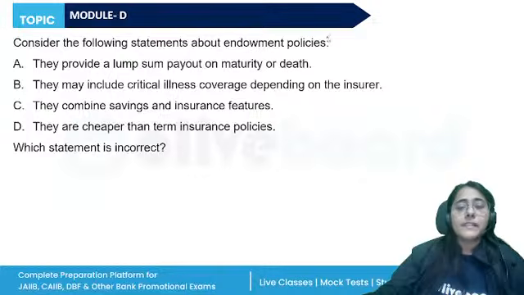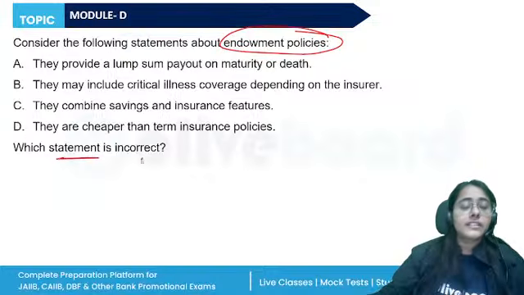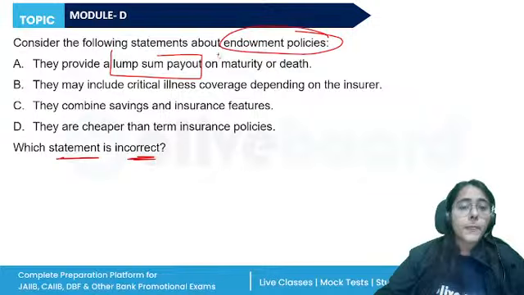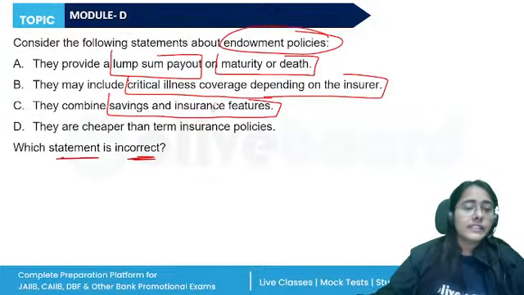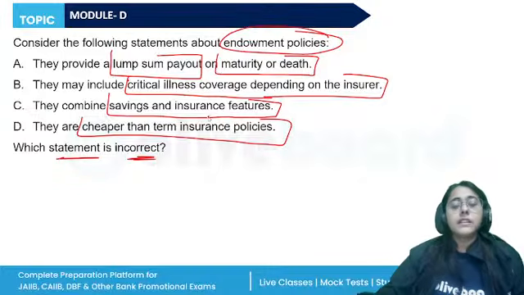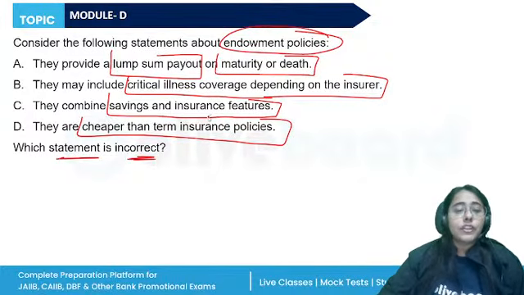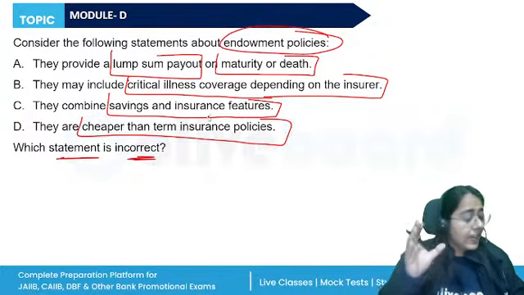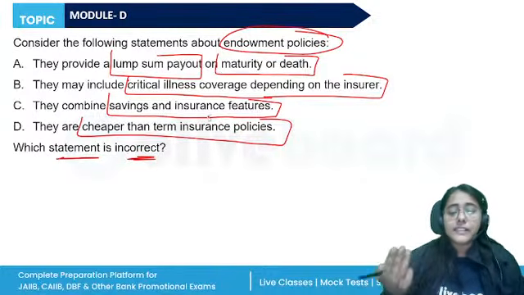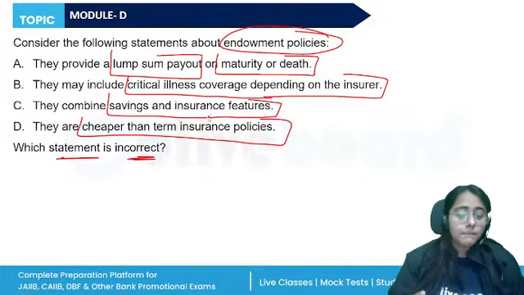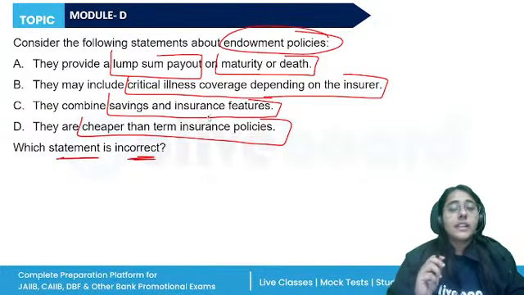Consider the following statements about endowment policies. Which statement is incorrect? They provide a lump sum payment on maturity or death. They may include critical illness coverage depending on the issuer. They combine savings and insurance facilities. They are cheaper than the term insurance policy. So, when we are talking about life insurance policies, we have endowment policies, term insurance policies, money back policies, and pension plans, right? Here it is asking about endowment policy.